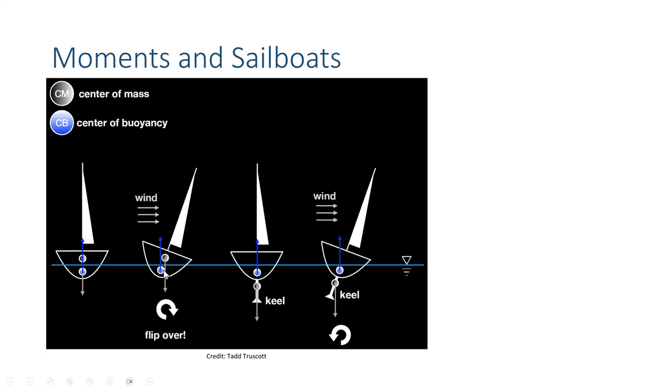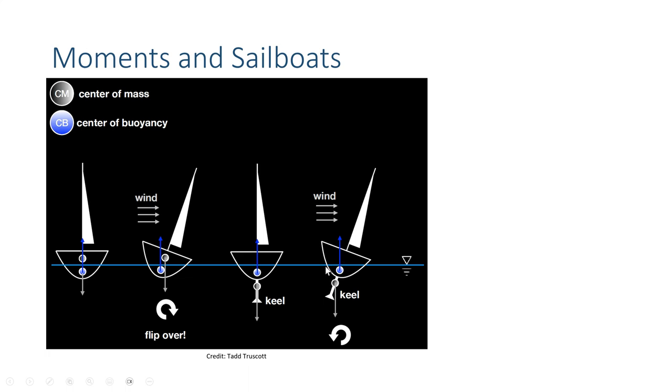So what do we do with that? Well, we try to move this center of mass down so it's below our center of buoyancy. Now when it starts tipping, you can see they're working in opposite directions. And so the center of buoyancy is working in this direction, trying to pull it back upright, and the keel is working in this direction, trying to pull the bottom of the boat down in this direction.